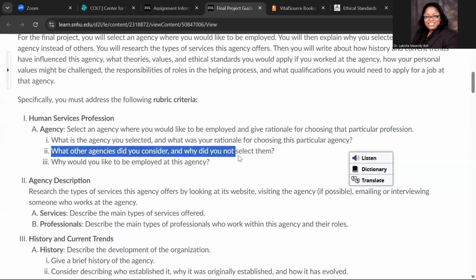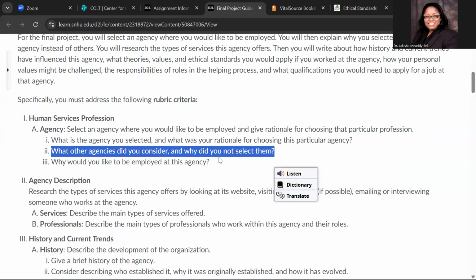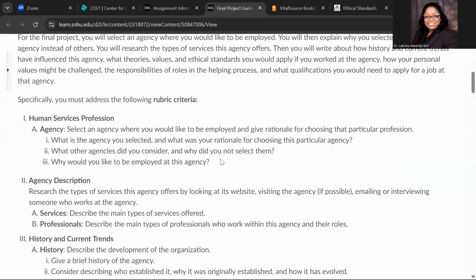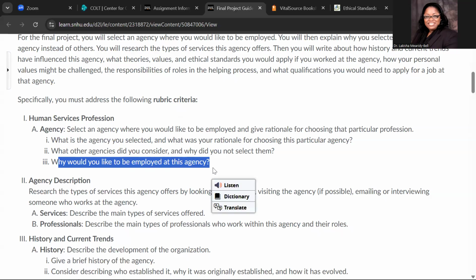What other agencies did you consider and why did you not select them? Name an agency that you did consider as an alternative, and then describe clearly why you did not select it. Could it be the job, the responsibilities, the pay, or the client services? That is the normal reason why you would not select an agency or did choose another agency that was in consideration. And then also address why you would like to be employed at this agency. When you're doing this, I would like to see some key theories, some helpful key terms to show why you would like to be employed.